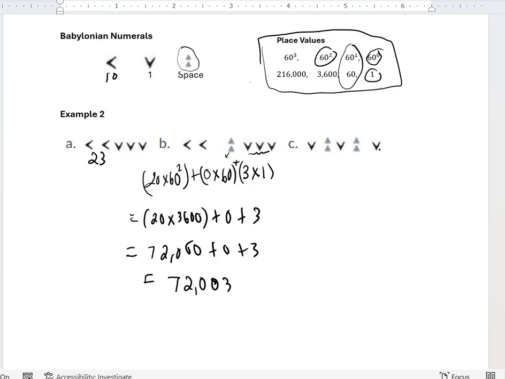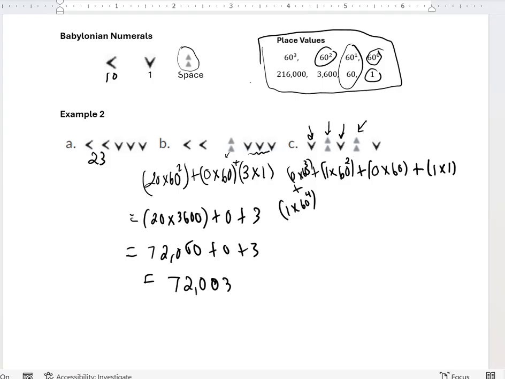Now for letter C, we do the same thing. So the first number we see is the arrow pointing down. So that represents 1 times the 60 to the 0 power. So 1 times 1 plus this one here is a placeholder. So 0 times the next place value of 60 plus this one here is a 1 times the next place value of 60 squared. And then we have a placeholder. So 0 times 60 cubed. And then plus, I'm going to squeeze this in here, 1 times 60 to the 4th power.